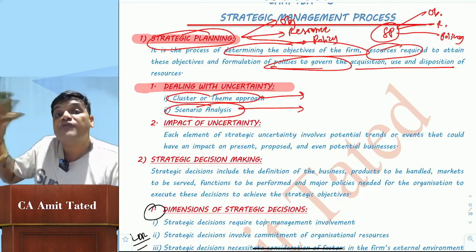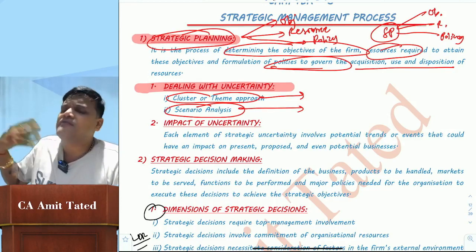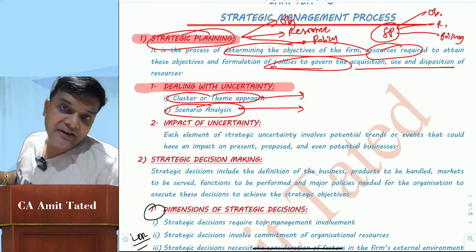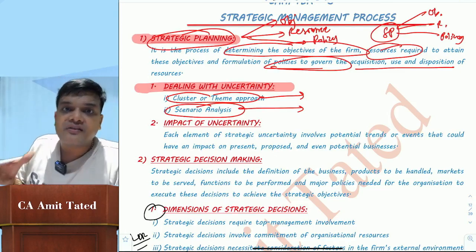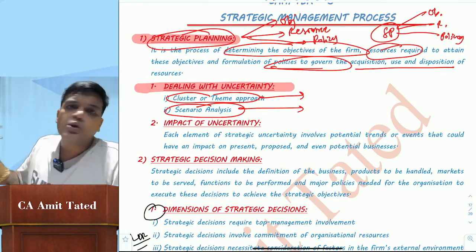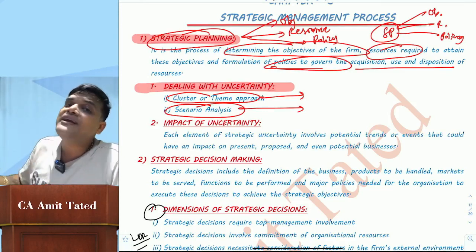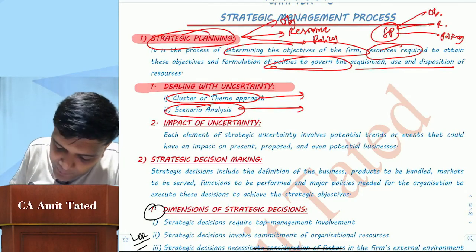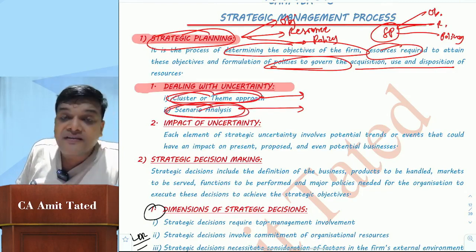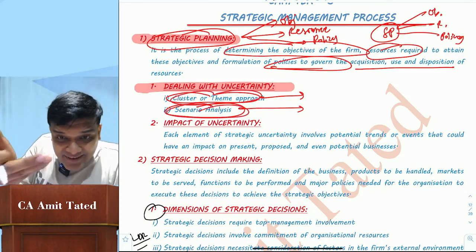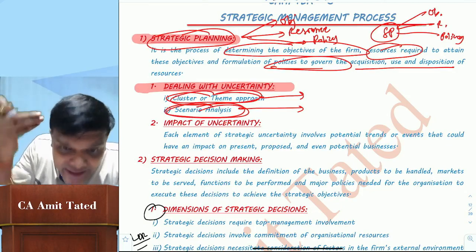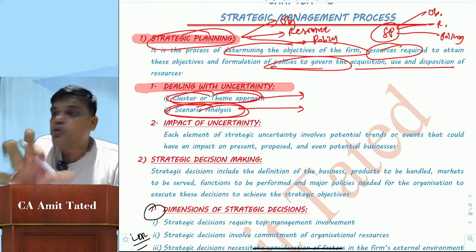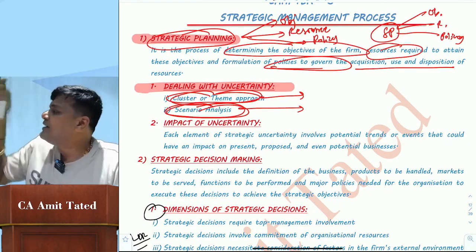After a while, after 1 month or 2 months, I will check this uncertainty and group it into a cluster. Cluster means grouping. Group A, group B, group C, and based on priority, I will deal with that uncertainty. That is called cluster approach. And one concept is called scenario analysis. Scenario analysis means when uncertainty comes, I need to handle it immediately. There is no concept of grouping it, and no concept of keeping aside.